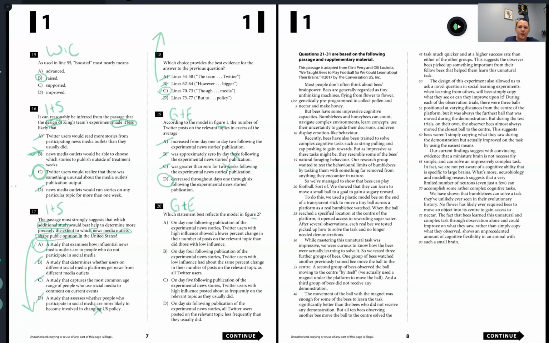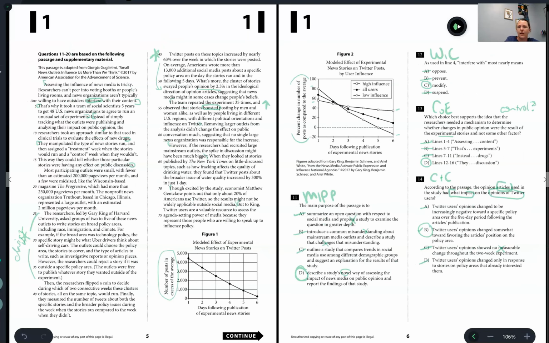On day 1, following publication of the experiment news stories, Twitter users with high influence showed a lower percentage change than those with low influence. So that's correct, because they showed, let's look at this again, they showed a lower percentage change. So if we look back, high influence is down here, therefore that's a lower percentage of change than up here.